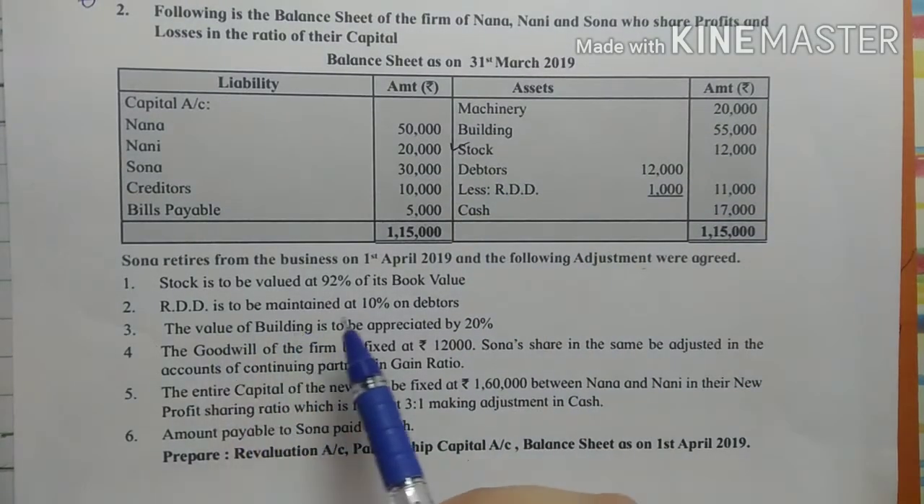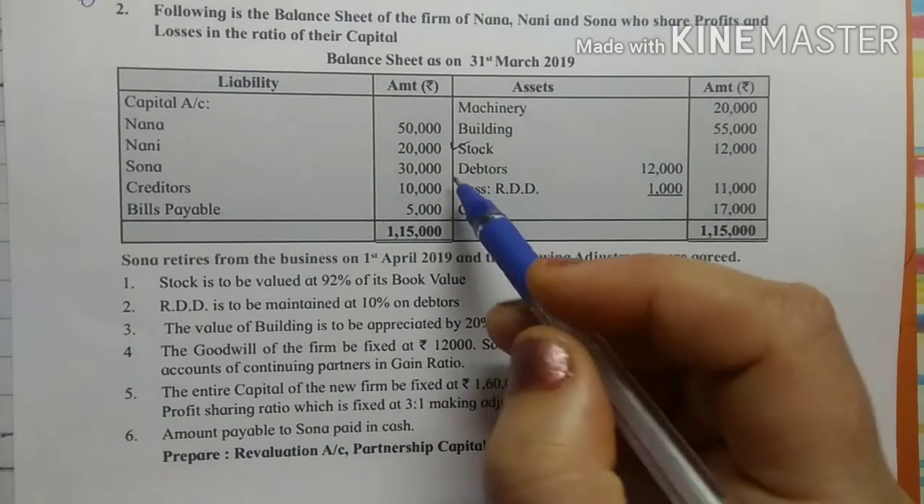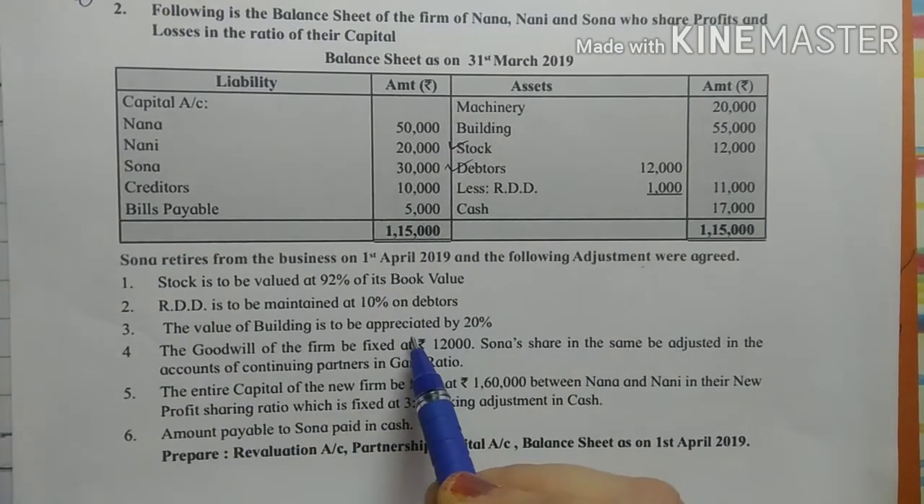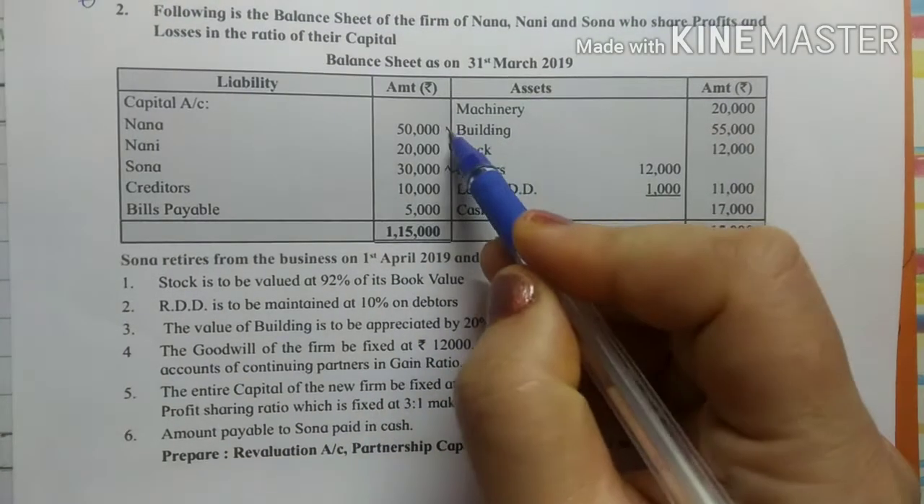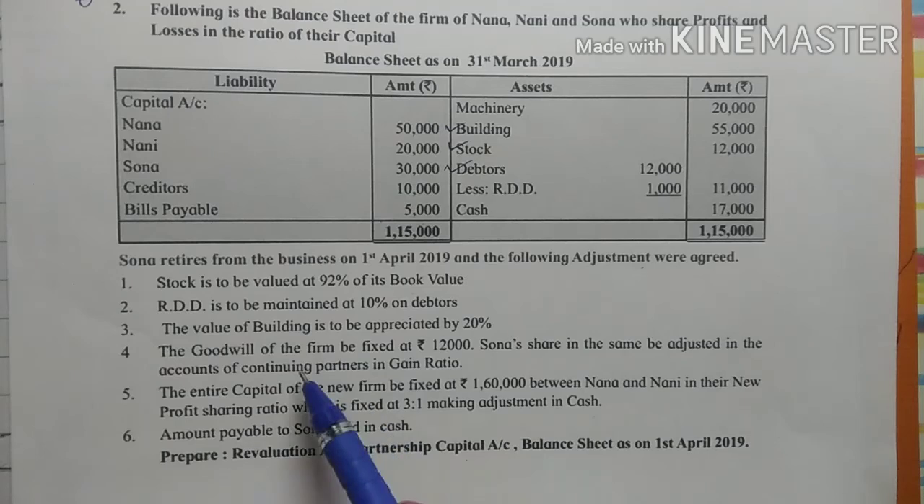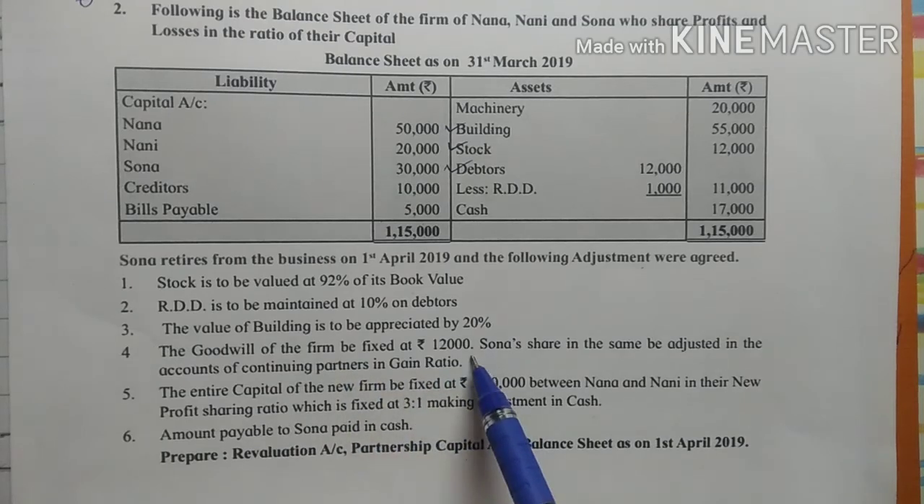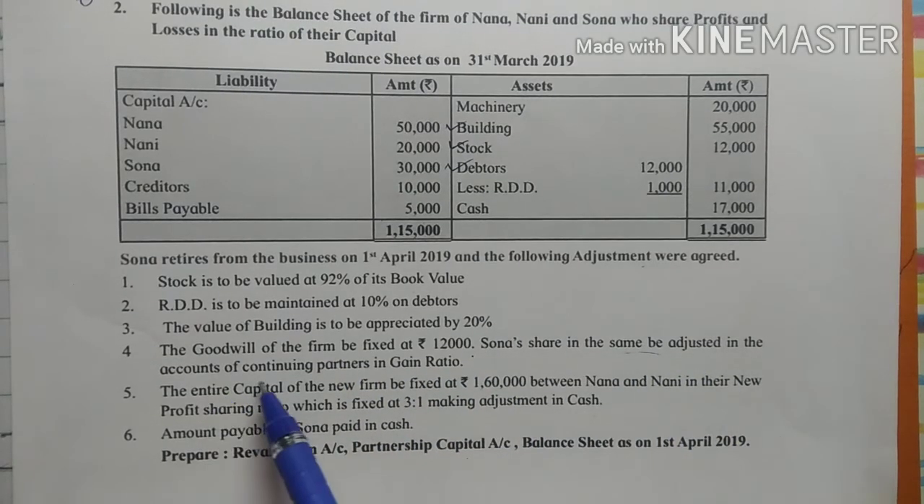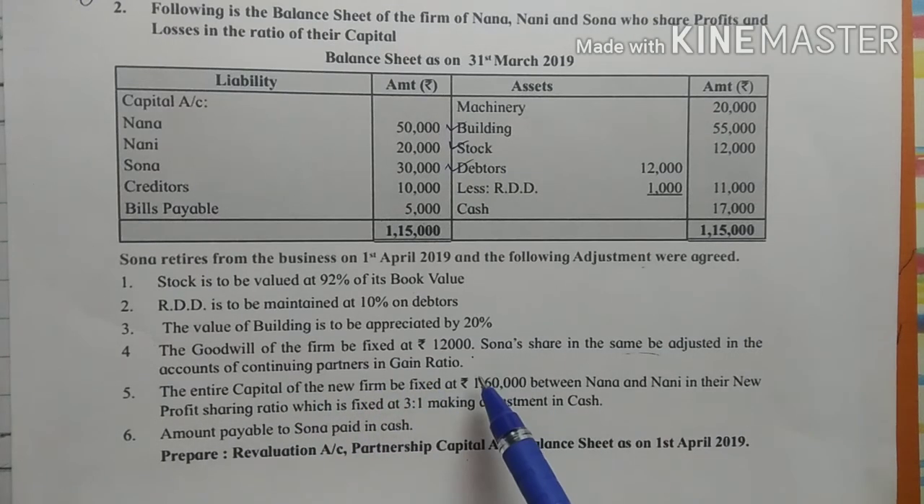Then RDD is to be maintained at 10% of debtors. So we will put a tick mark on debtors. The value of building is to be appreciated by 20%, so we put a tick mark on building. Goodwill of the firm is to be valued at 12,000. Sona's share in the same to be adjusted in the accounts of continuing partners in gain ratio. So only retiring partner's share has to be raised.